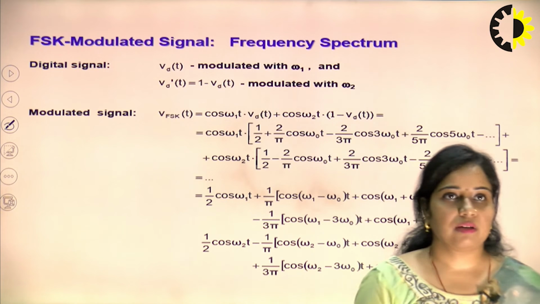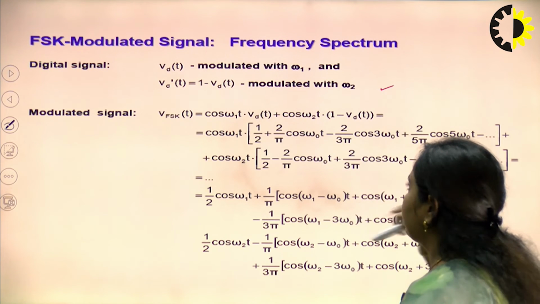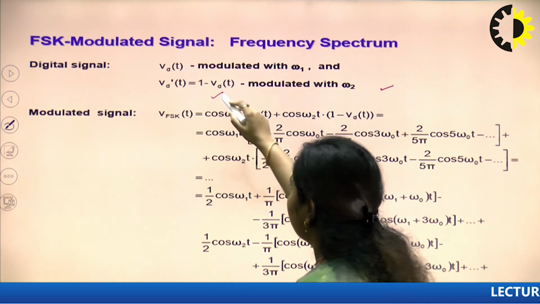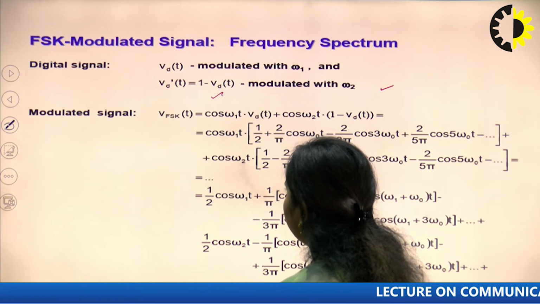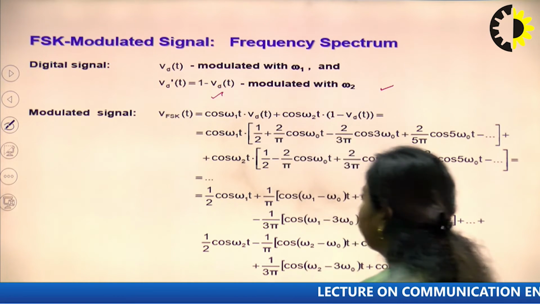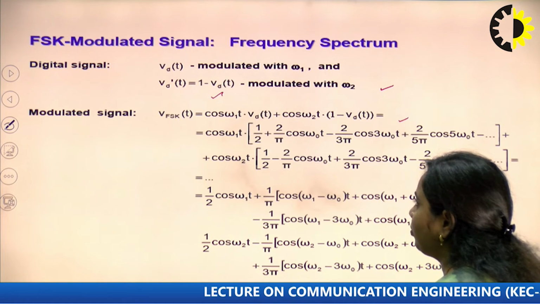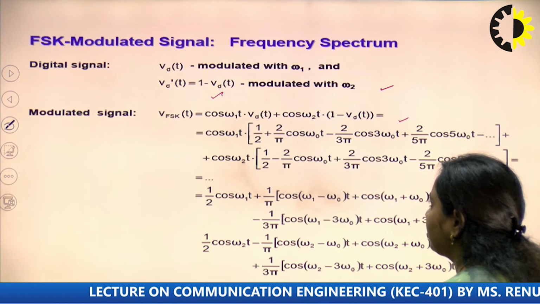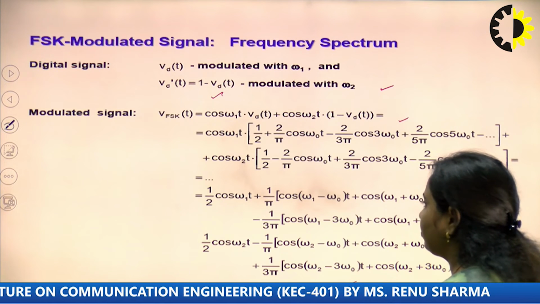So, this is the FSK modulated signal. This is the digital signal, that is Vd(t), modulated with omega_1, then V'(t) equals 1 minus Vd(t), that is again modulated with the omega_2 frequency. So, the modulated signal is given by this equation, that is V_FSK(t) equals cos(omega_1 t) times Vd(t) plus cos(omega_2 t) times (1 - Vd(t)). So, this will be the equation after simplifying.